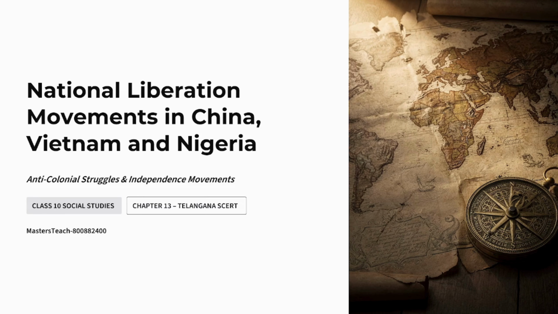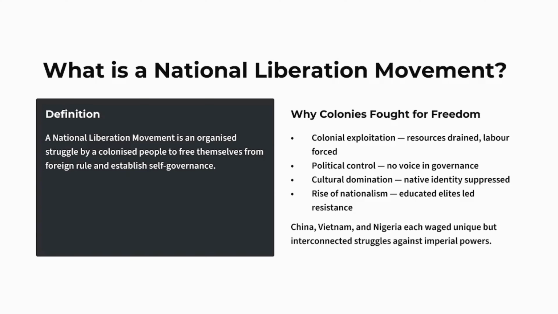We'll discuss the anti-colonial struggles and independence movements. So what is the national liberation movement? Let us see the definition.